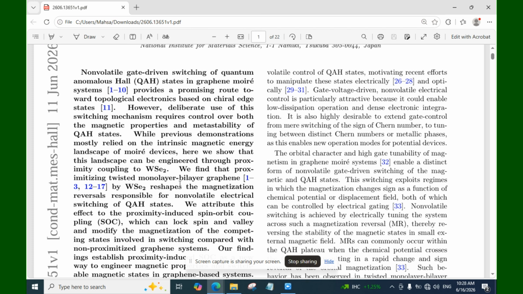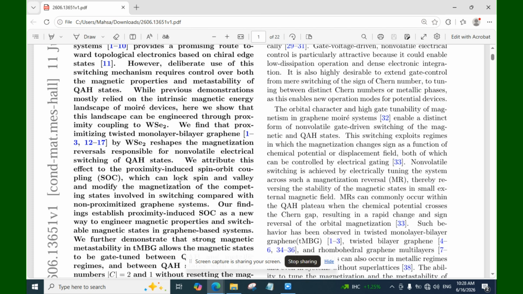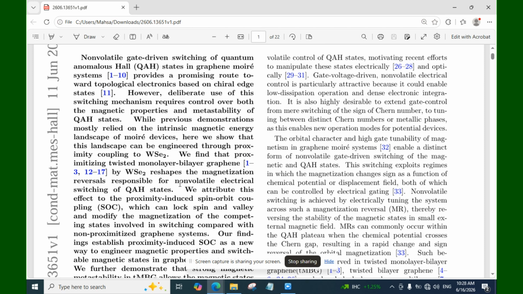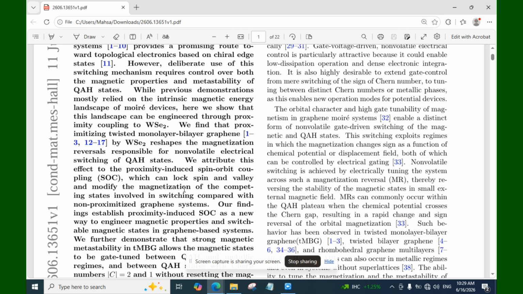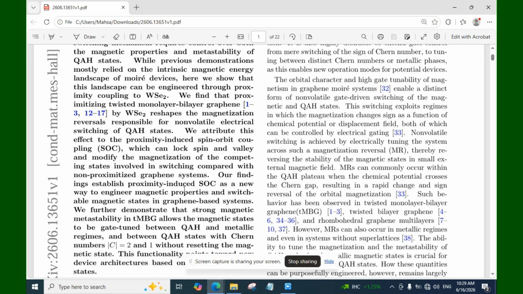We find that proximitizing twisted monolayer-bilayer graphene by WSe2 reshapes the magnetization reversal responsible for non-volatile electrical switching of QAH, quantum anomalous Hall, states. We attribute this effect to the proximity-induced spin-orbit coupling, or SOC, which can lock spin and valley and modify the magnetization of the competing states involved in switching compared with non-proximitized graphene systems. We establish proximity-induced SOC as a new way to engineer magnetic properties and switchable magnetic states in graphene-based systems.